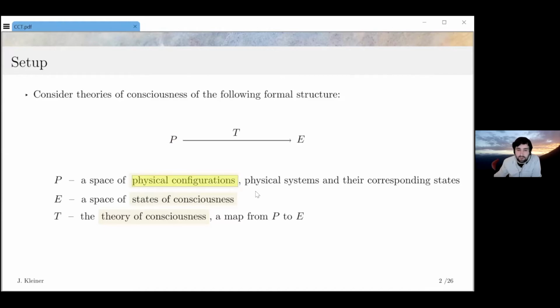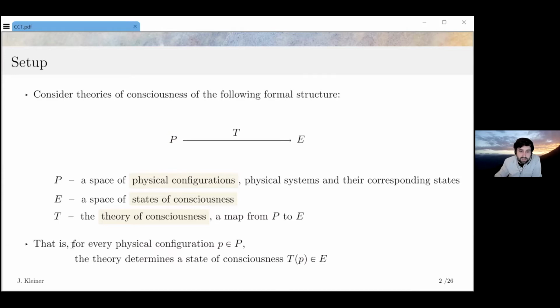But think of it like some sort of mathematical space that tells us something about systems, how they're connected, for example, and the corresponding states. Then there's another space, a space of states of consciousness. It's, for example, telling me whether I see blue or I see red, and I'll denote that by E. That's something we always have when we talk about theories of consciousness. But the constraint for this talk is that I'm going to be looking at theories which determine the state of consciousness as a function of the physical configuration.